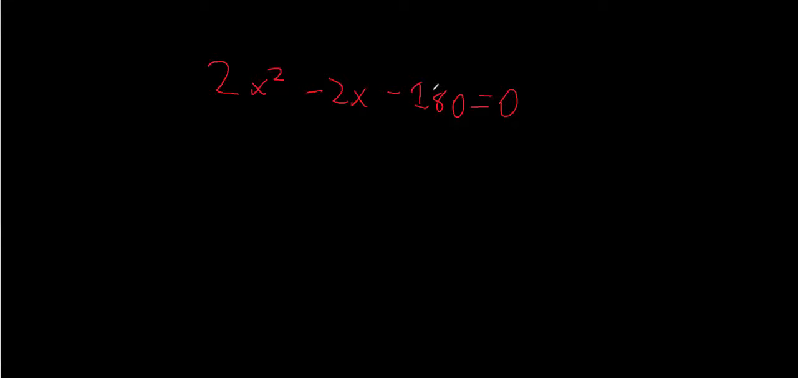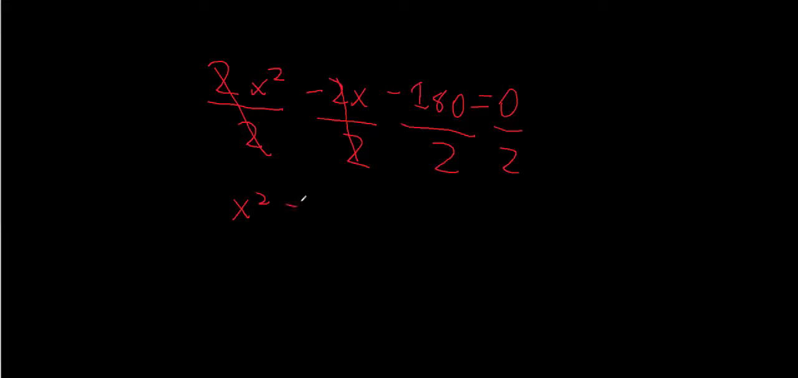So in order to solve this problem, you have to eliminate the 2 from the 2x squared. So in order to do that, you'd have to divide everything in this equation by 2. So let's divide this by 2, eliminate that. Divide this by 2, we can eliminate that. Divide this by 2, and divide this by 2. To get us x squared minus x minus 90 equals 0. There we go.